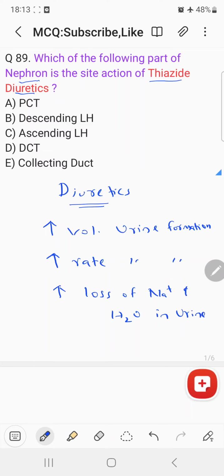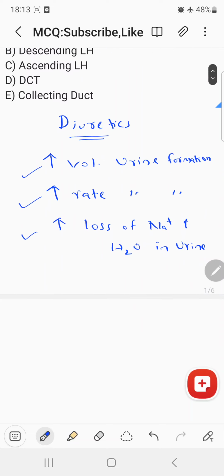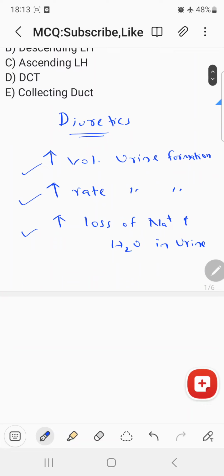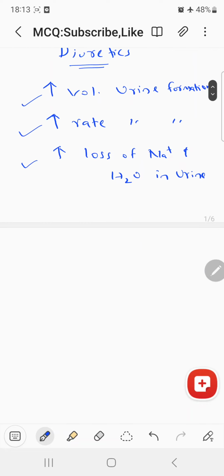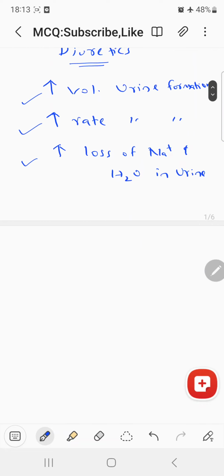So this is the important point of diuretics. They increase the volume of urine formation, the rate of urine formation, and the loss of sodium and water in the urine, and are mainly used in the treatment of edema and pulmonary hypertension. Diuretics are drugs which act on the kidney to increase urine formation. The part of the kidney where diuretics act is called the nephron.